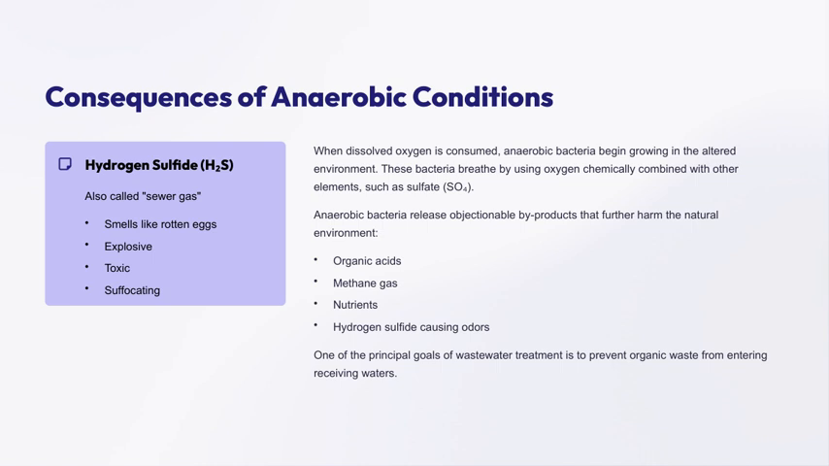Now, when the dissolved oxygen in water is used up, anaerobic bacteria start to grow in this altered environment. These bacteria don't breathe oxygen like we do. Instead, they use other elements, such as sulfate, to survive. As they do this, they produce various objectionable byproducts that can harm the environment. Some of these byproducts include organic acids, methane gas, which is actually a potent greenhouse gas, and nutrients that can lead to issues like algal blooms.